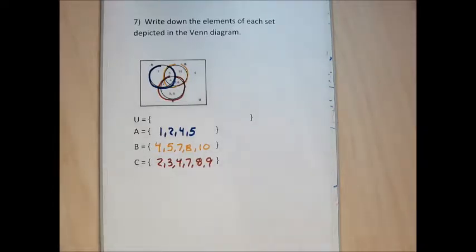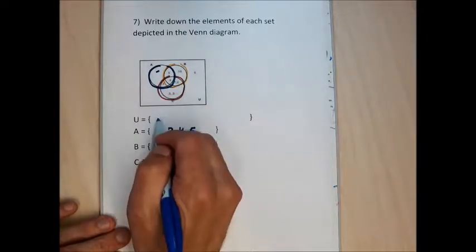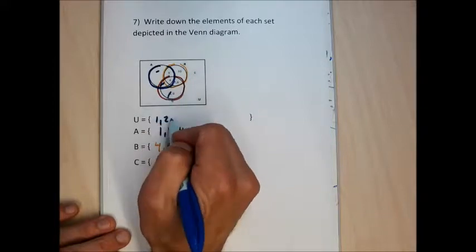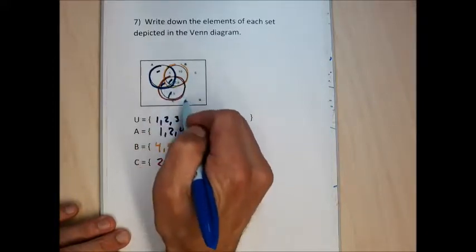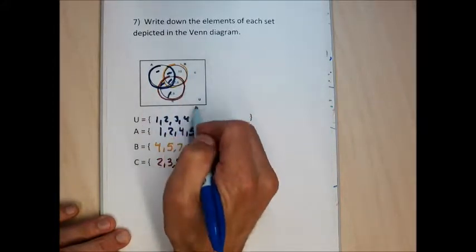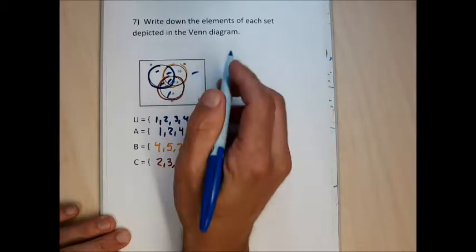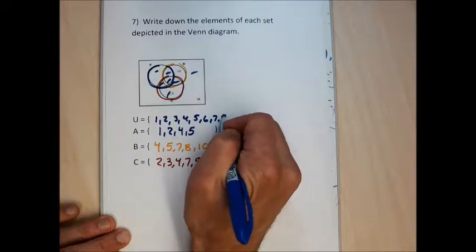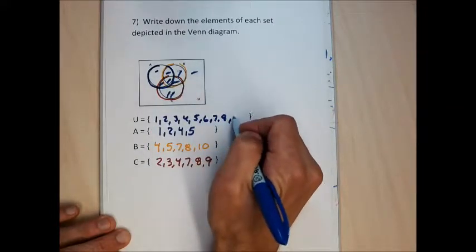And now I'm going to fill up the universal set. I think these are the numbers from 1 through 10 again. Let me just make sure. I'll start with 1, and then 2, 3, 4, 5, 6, 7, 8, 9, and 10.